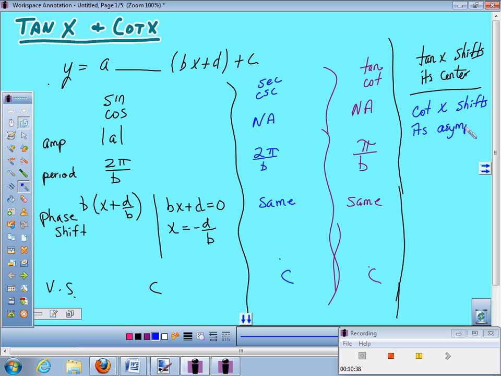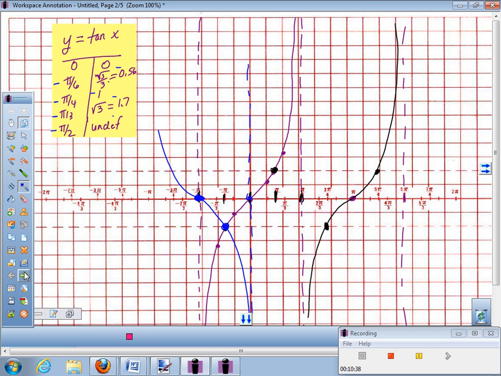If you can keep those two things straight, you do pi over b, and what part of it shifts, tangent shifts its center, cotangent shifts its asymptote, you can pretty much read tangent and cotangent. They're not that difficult. Because everything else is the exact same thing you've been doing. So let us try one.